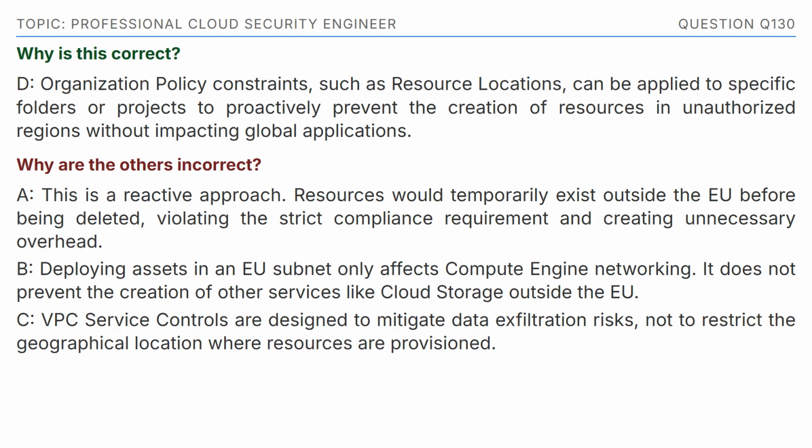Why are the others incorrect? A. This is a reactive approach. Resources would temporarily exist outside the EU before being deleted, violating the strict compliance requirement and creating unnecessary overhead. B. Deploying assets in an EU subnet only affects Compute Engine networking. It does not prevent the creation of other services like Cloud Storage outside the EU. C. VPC Service Controls are designed to mitigate data exfiltration risks, not to restrict the geographical location where resources are provisioned.